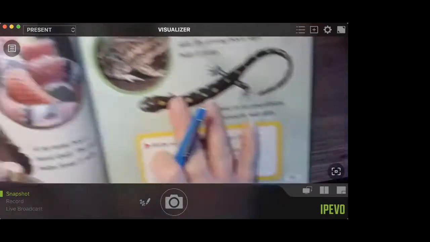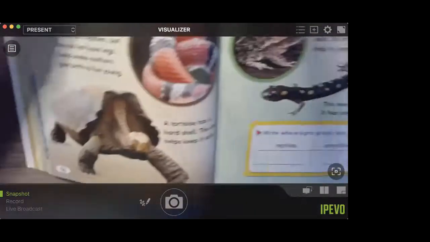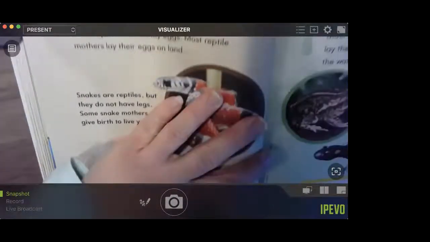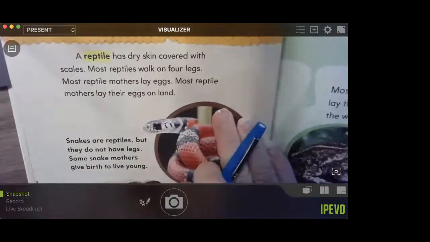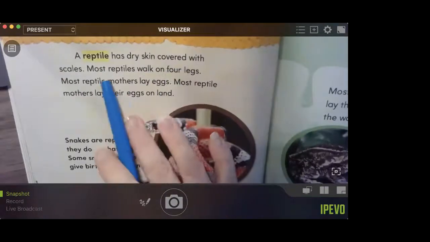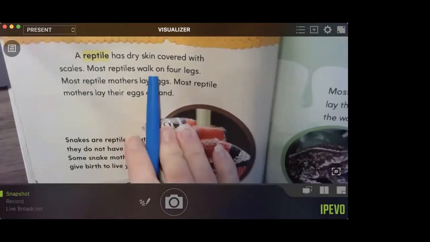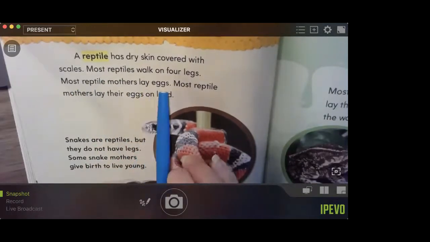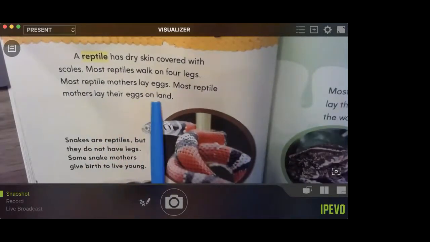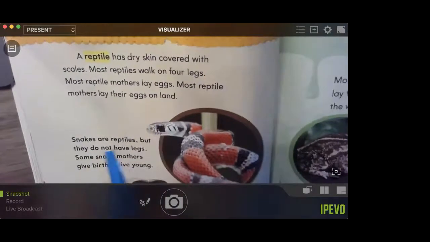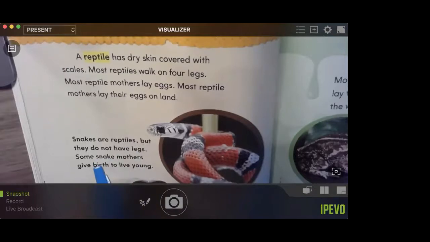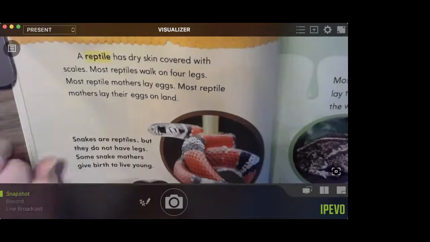All right, now we're talking about a reptile. So let's get started with a reptile. It says scale up. A reptile has dry skin covered with scales. Most reptiles walk on 4 legs. Most reptile mothers lay eggs. Most reptile mothers lay their eggs on land. Snakes are reptiles, but they do not have legs. Some snake mothers give birth to live young. Okay, so a reptile, I want you to underline this.